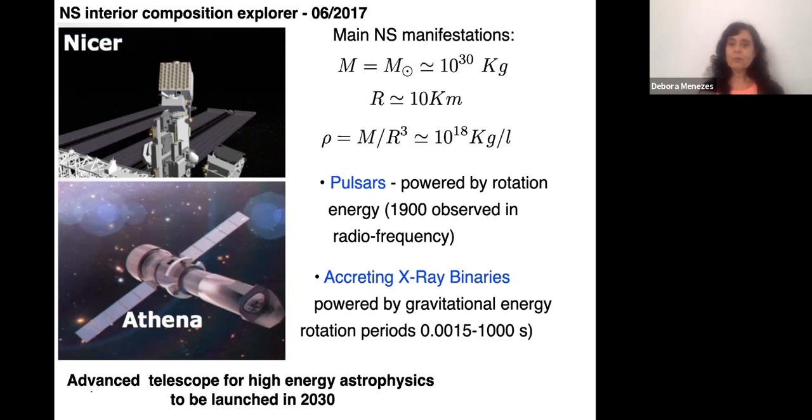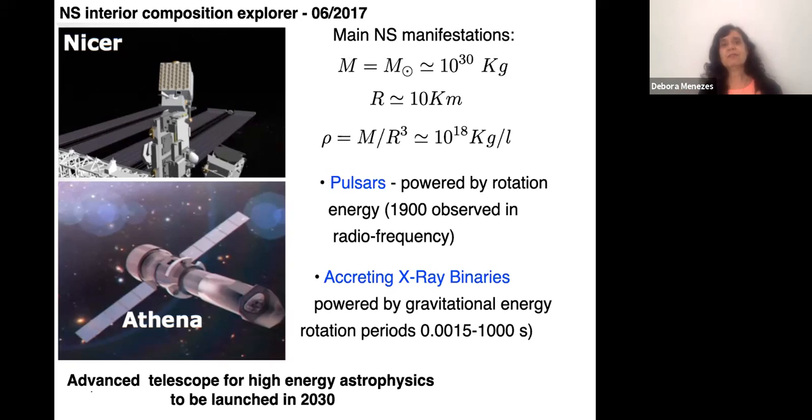And then there are those accreting X-ray binaries. So that's these guys that are orbiting around each other, and they are powered by gravitational energy, with rotational periods that vary from milliseconds to lots of seconds, 1000 seconds. Generally, they have masses of the order of 1.4 to 2 point something solar masses, and the radius is quite small, around 10 to 13 kilometers. So very, very dense objects.